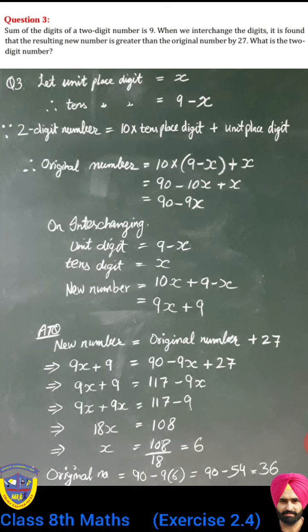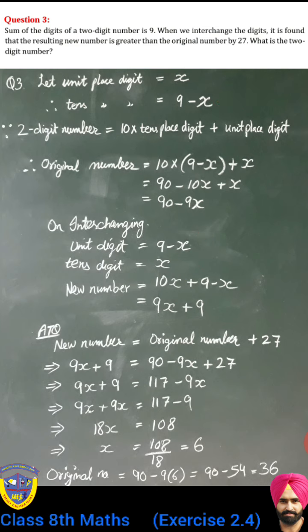Now next part is, if we interchange the digits. Now look here, the unit place digit becomes 9 minus x. Earlier it was x. Now the tens place digit is x. Earlier it was 9 minus x. So we have interchanged both the digits.